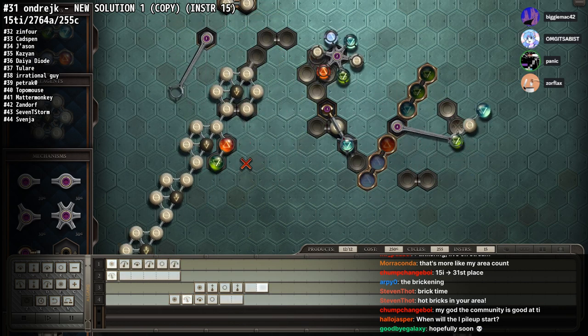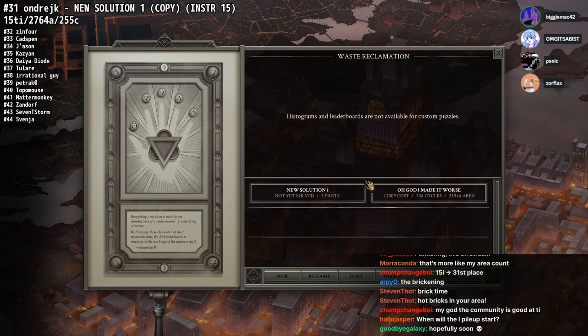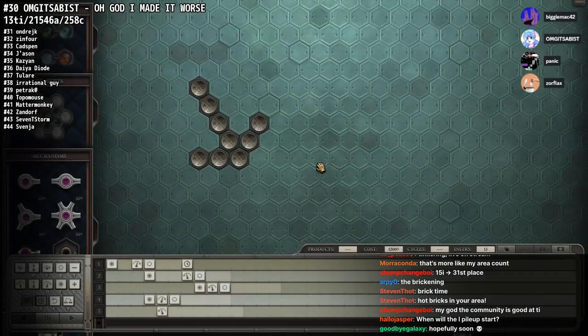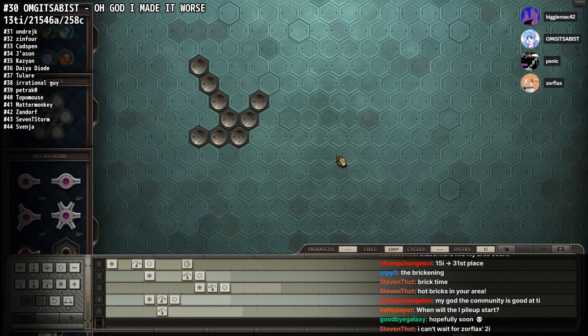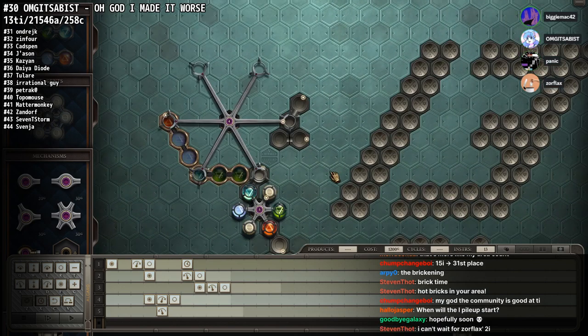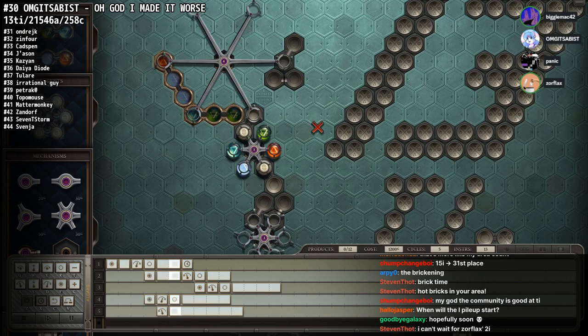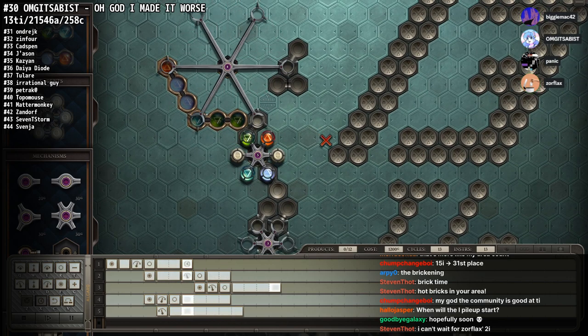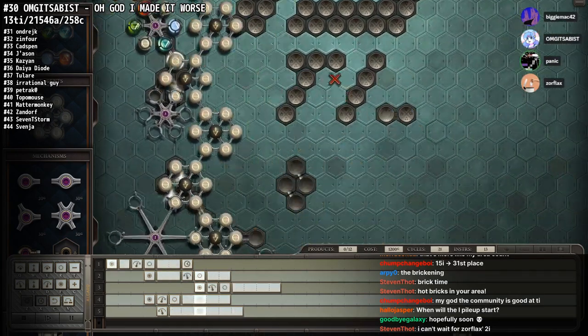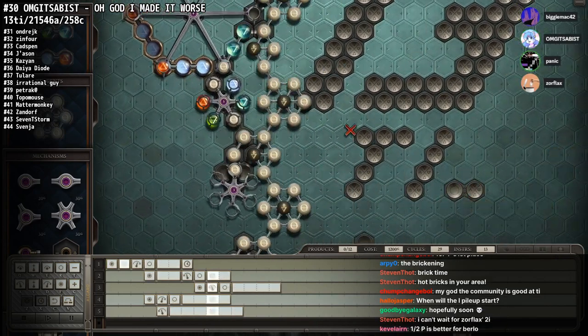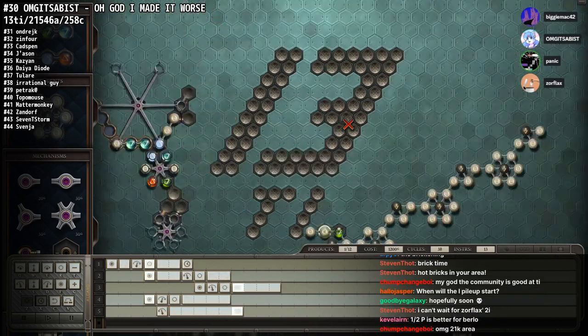And next up, we have a 2 TI drop. Seriously? Really? Oh my... Seriously? 30th with 13 TI in 2023. Whoa, that's rough. 13 TI. Go slower. Oh, let me zoom out here.